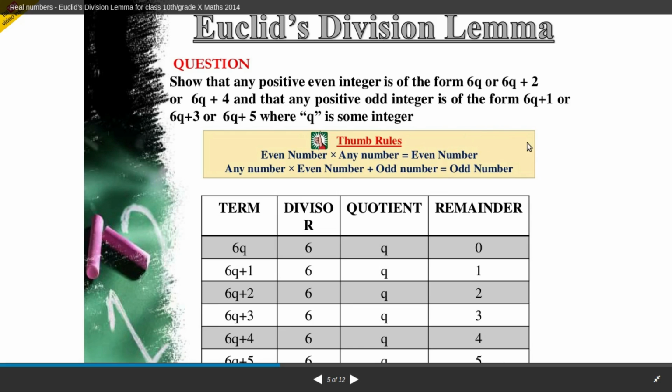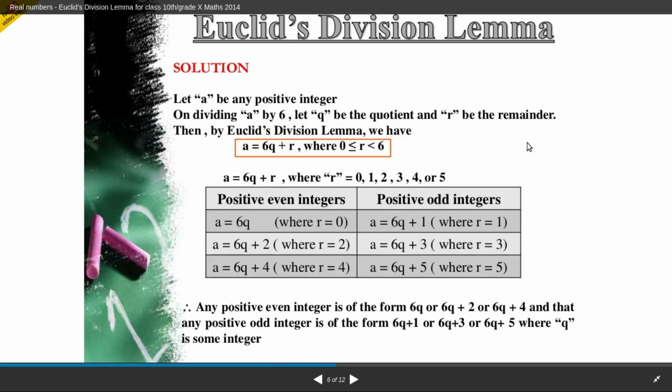It is simple, okay? So positive even integer and then positive odd integer. So 6 is an even number. Whenever we multiply an even number with any number, what do we get? Again an even number. So 6q will be a positive even integer. If I add an even number to an even number, again I will get an even number, right? So if I add 4 to this one, again an even number. So these are the possible expressions for positive even integers.